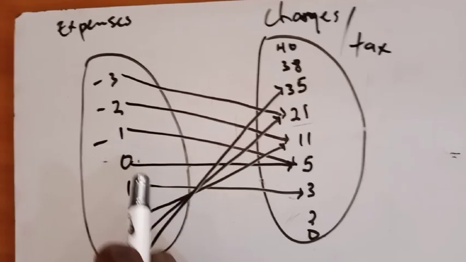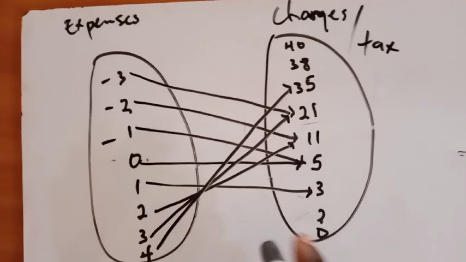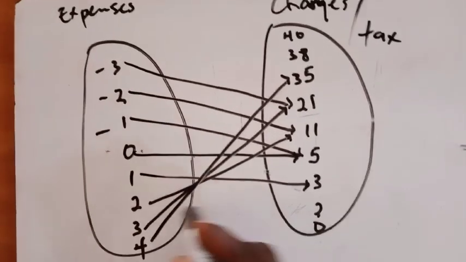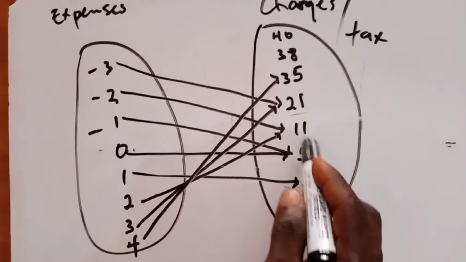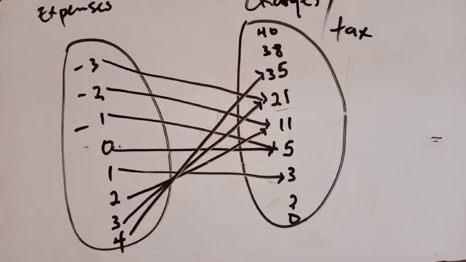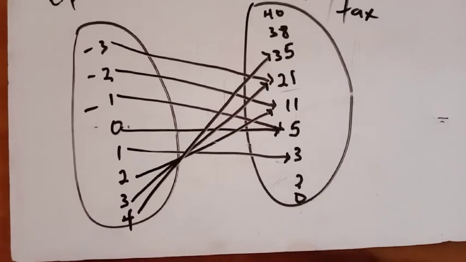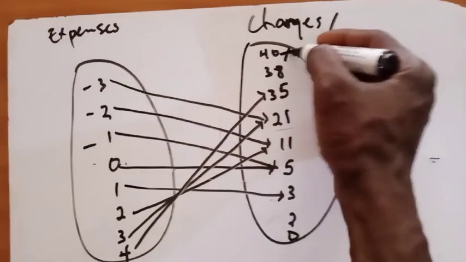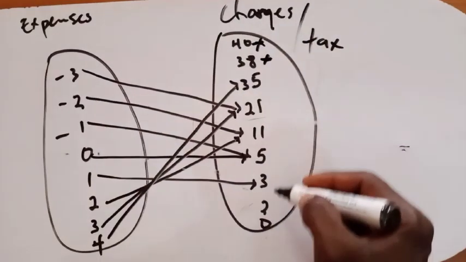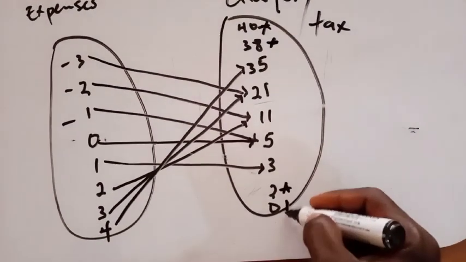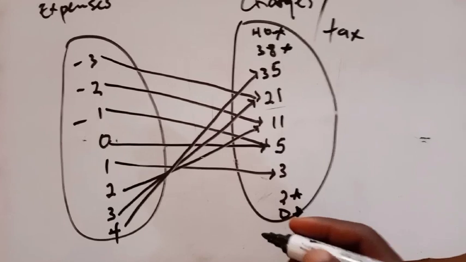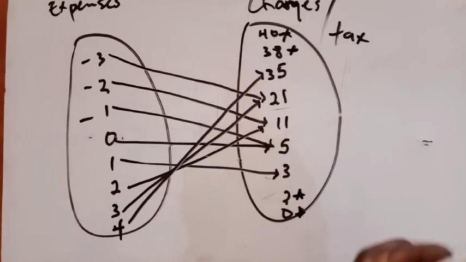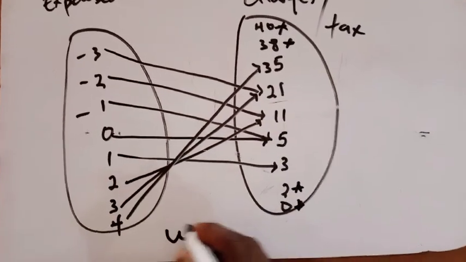-2 gives you 11. Okay, 0: if you don't spend any money, you still have to pay some taxes since you are a citizen. So if you spend nothing, you are going to pay £5 or $5 in terms of a charge. So this one, and then this -2 and this 0 here, are not going to be part of the range. The question here is why.